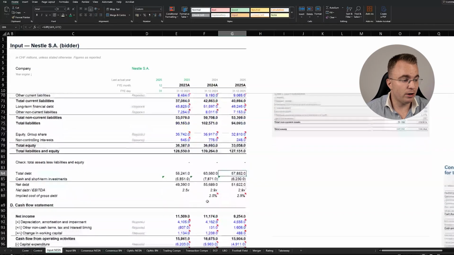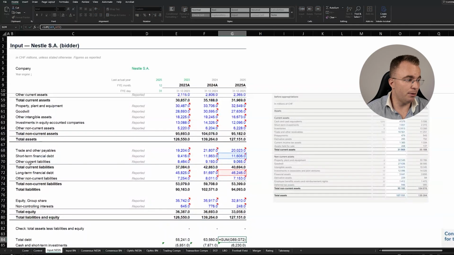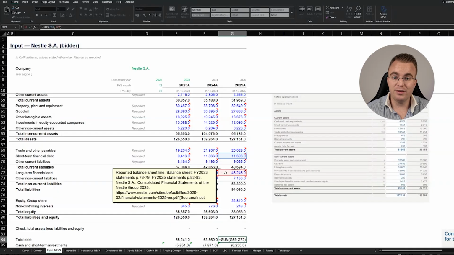And here I suggest we start calculating the debt and the net debt, because this will be needed later on as well. So for debt, we just take the sum of short-term financial debt and long-term financial debt. This is the interest-bearing debt that the company has.